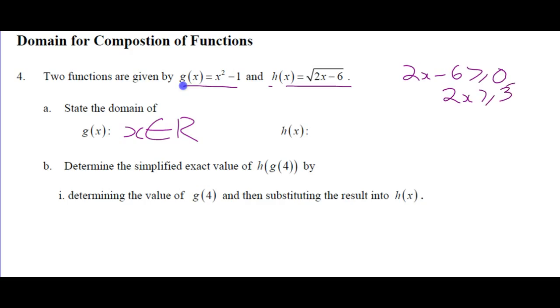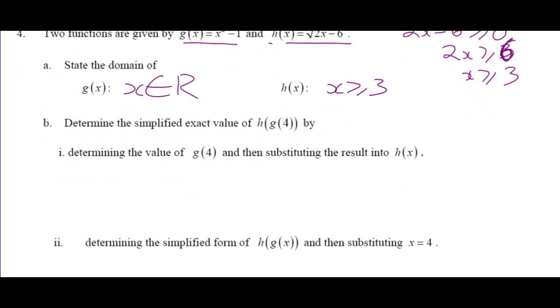So we've got to do a little work here. For the function h of x, the input to the function has to be greater than or equal to 3, right? So x is greater than or equal to 3. Otherwise, you're going to get a negative underneath the square root sign. That's bad news.